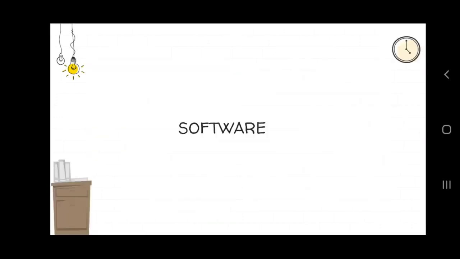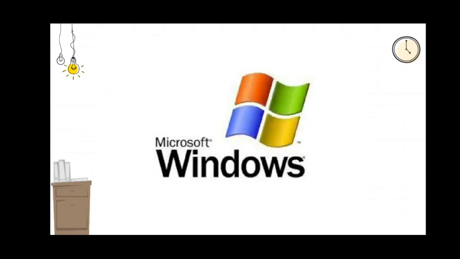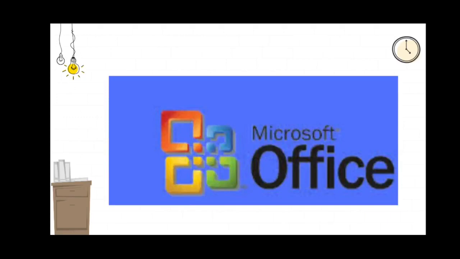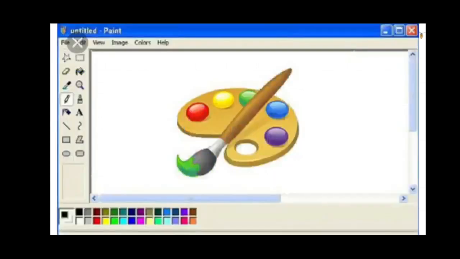Now, software. Software is a part which cannot be seen or touched. It includes sets of instructions that enable the computer to work. For example, Microsoft Windows, Microsoft Office, and Microsoft Paint.